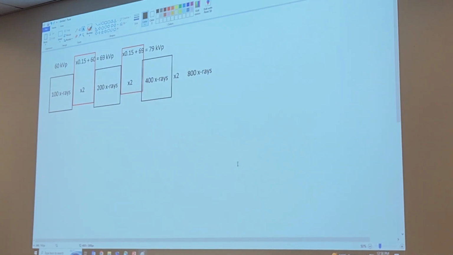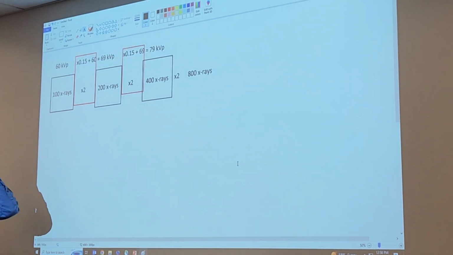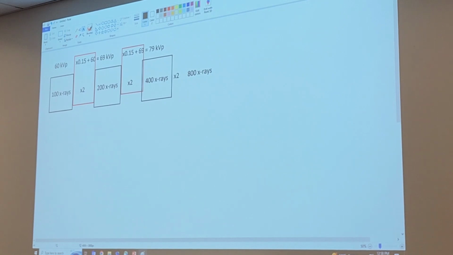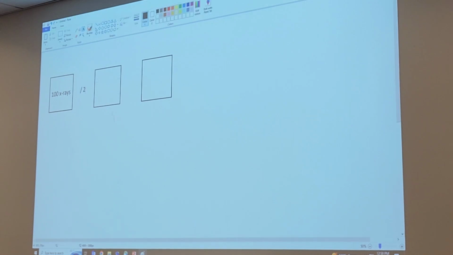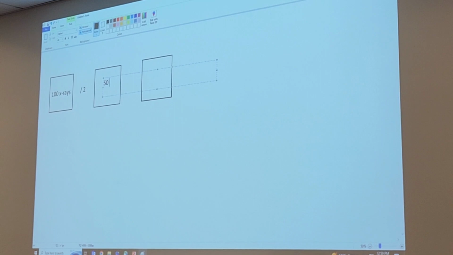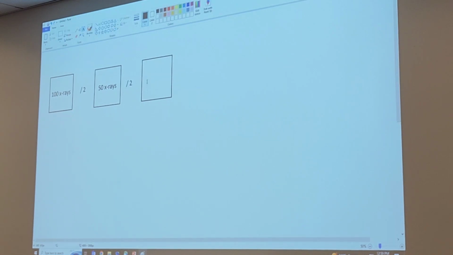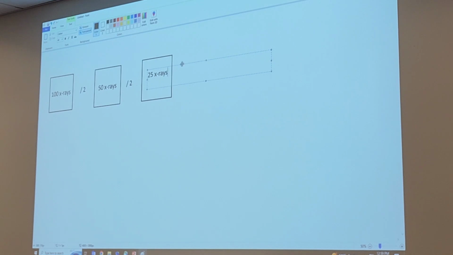Okay, yes, John. Just how we multiply by 4, we can also go backwards, right? We can say divide by 2. If we do 100 divided by 2, what do we get here? 50 mA. If we do another divided by 2, what do we get? 25 mA. So if our initial kVp was 100 kVp, how do we go from this to 50?